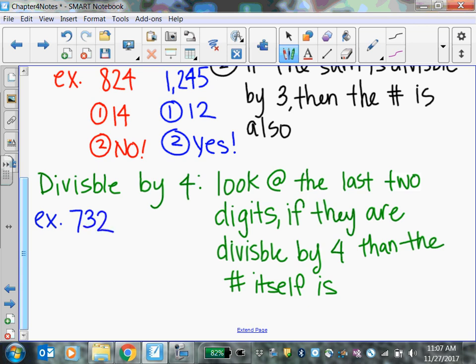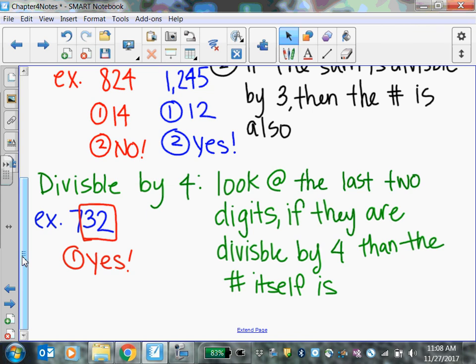732. You do it on the back. All right, so you have example 732. All you're going to do is look at the last 2 digits. So we're just going to look at the 32. Everybody with me? Don't look at the 7. Who cares about the 7? Is 32 divisible by 4? Yes. 4 times what gets us 32? 8. So if these 2 are divisible by 4, then this number is divisible by 4, because 32 is divisible by 4. Just look at the last 2 digits.